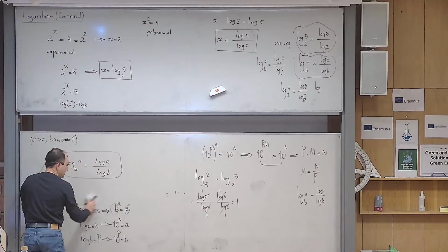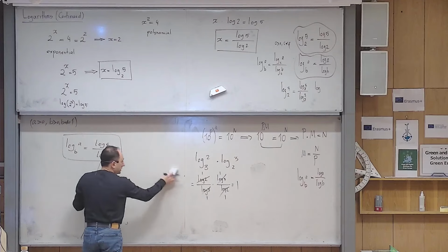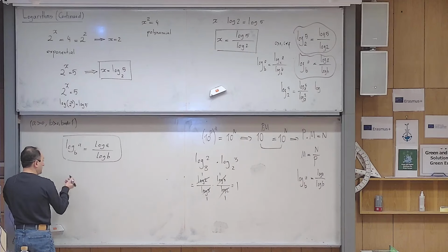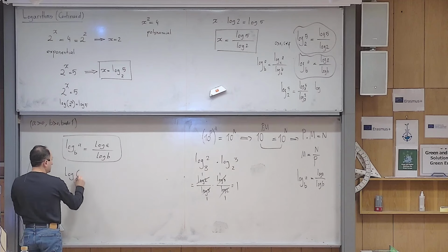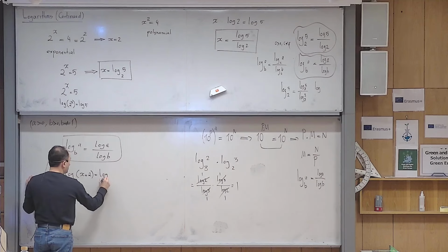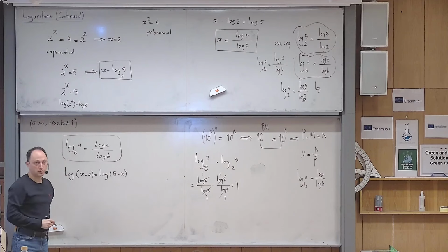Logarithmic equations is again an equation in which you see a logarithm. It's very simple, yes? The name is telling you what it is. Okay, so for example, I say solve the following equation: logarithm of x plus 2 is equal to the logarithm of 5 minus x. I want to solve this equation.